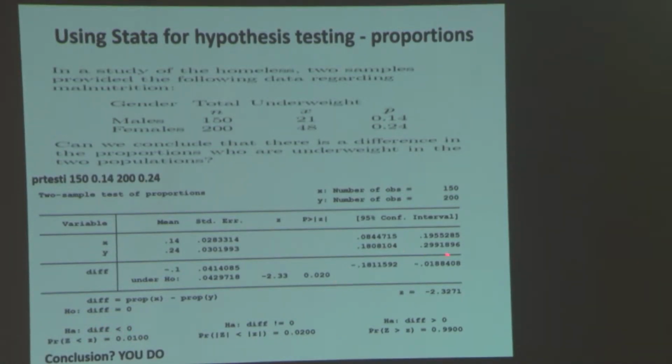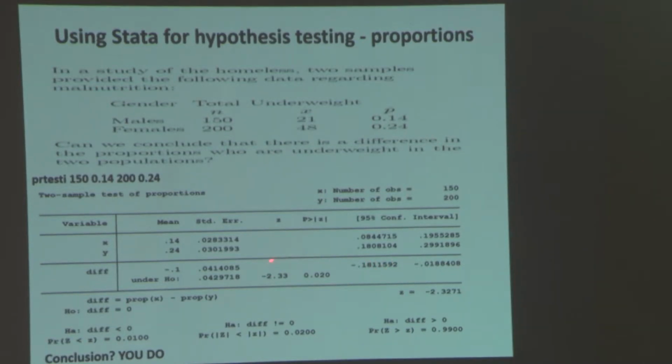But you can also look here at the confidence interval. This is the difference, and this is the confidence interval of the difference. It ranges from minus 0.181 to minus 0.0185. Is 0 included here? No. 0 is this side, which is the value under the null.